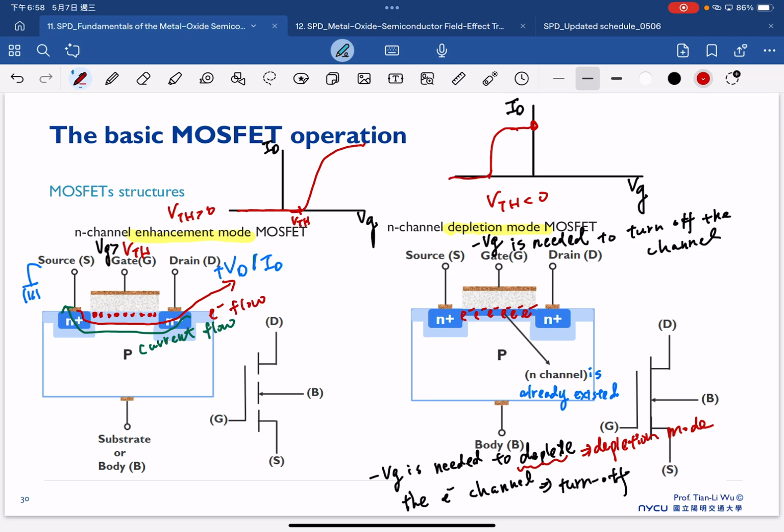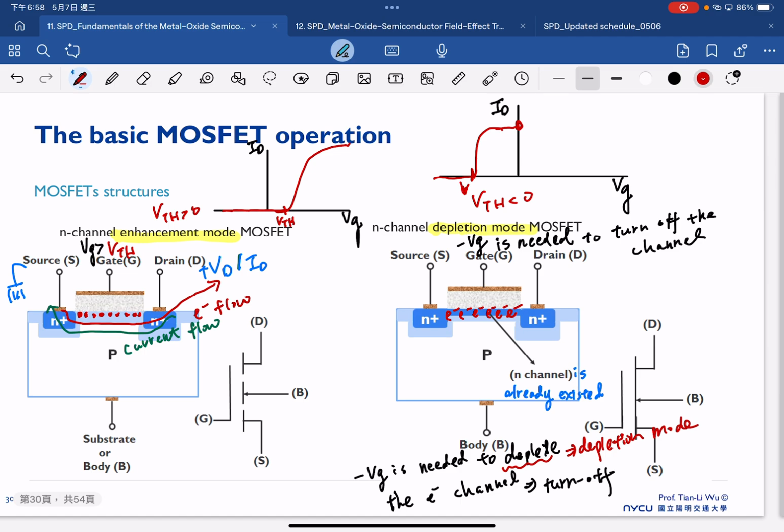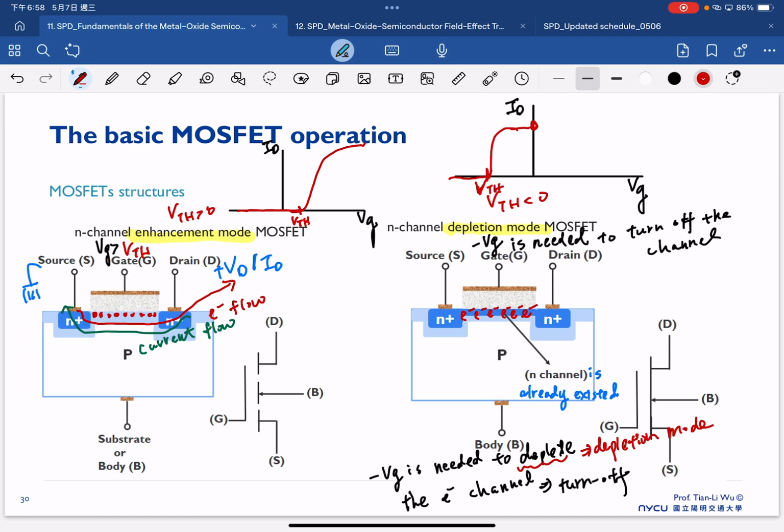Once we deplete the channel, then we can switch our device to the off state. So then our device doesn't have the current anymore. So the same, we define this one as what we call the threshold voltage. So that's why in the case of depletion mode, the threshold voltage is below 0, which is the negative value here.